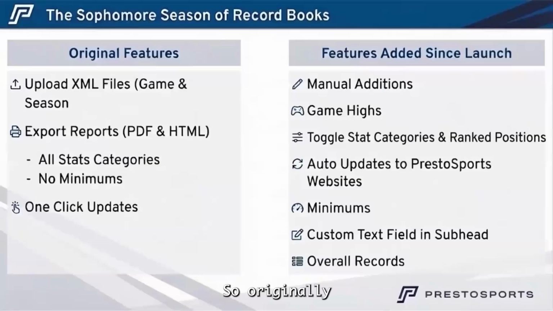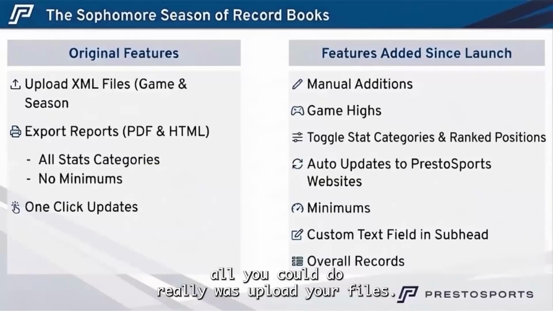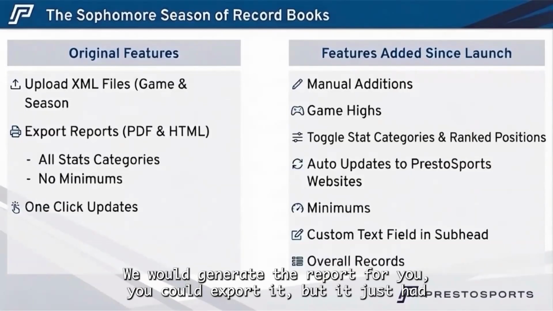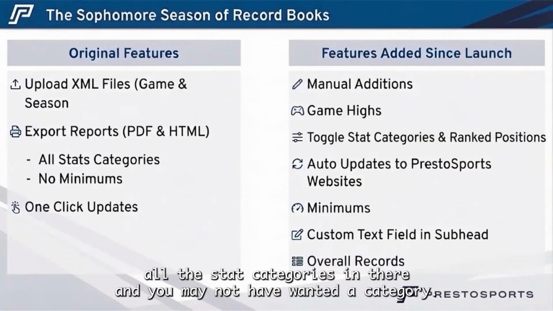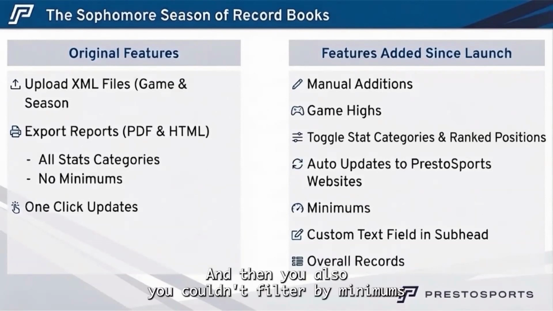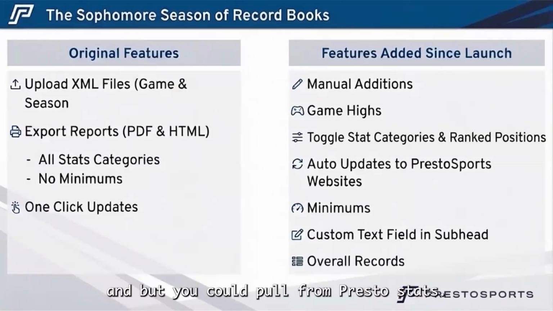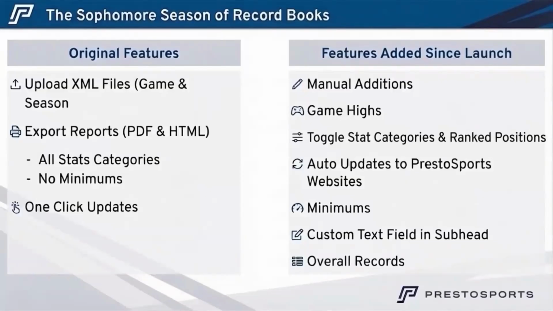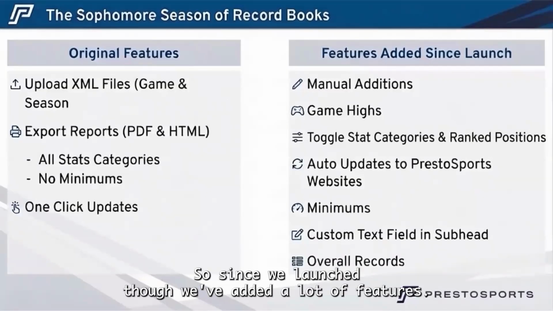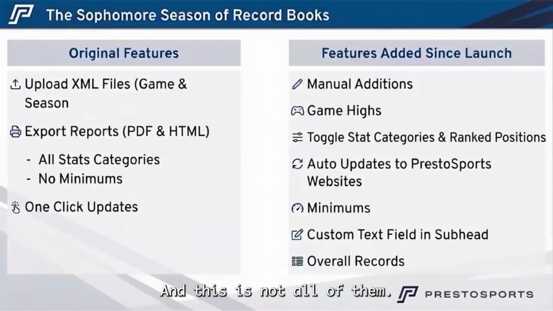Originally, all you could really do was upload your files. We would generate the report for you. You could export it, but it just had all the stat categories in there. You may not have wanted a category. And you couldn't filter by minimums, but you could pull from Presto Stats. So that was good. Since we launched though, we've added a lot of features, and this is not all of them. This is just a handful of the highlights.